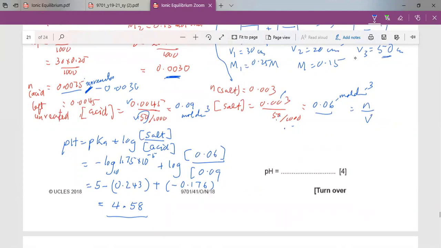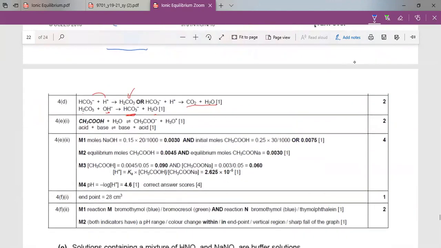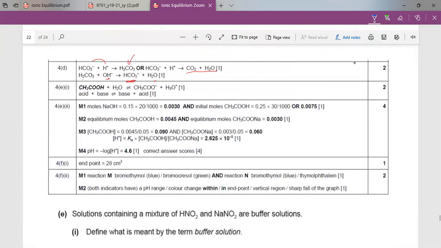If you don't want to do this, don't take chemistry, drop chemistry. Okay, 4 point... where's the answer? Here, where's the answer?